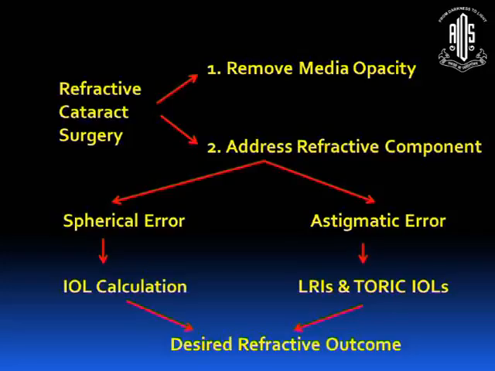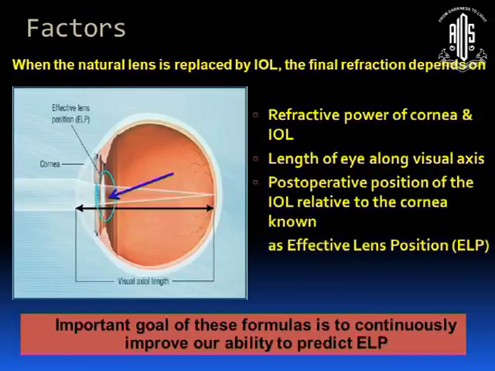So how can we address this? By two means, we have to correct the refractive error and then astigmatic error, and to ultimately get a desired refractive outcome. So when the natural lens is replaced by IOL, the final outcome depends upon the refractive power of the cornea and IOL, length of the eye along the visual axis, and post-operative position of the IOL. So an important goal of all these formulas is to continuously improve our ability to predict effective lens position.